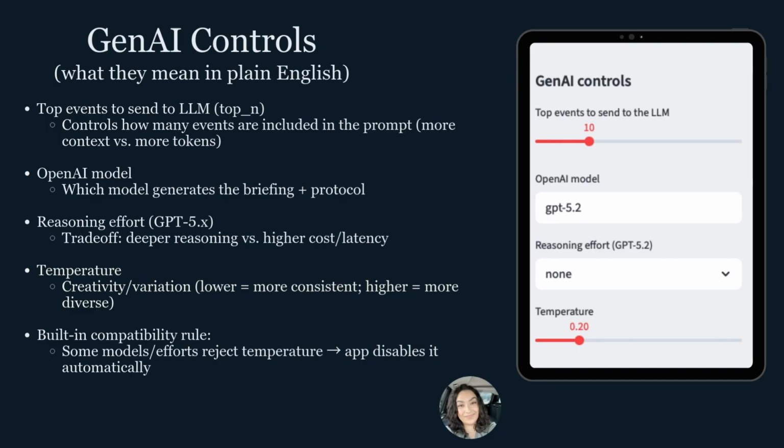And finally, temperature controls. They basically control creativity and variation. So lower temperature gives more consistent, repeatable answers, which is usually what we want for an executive briefing. Higher temperature can make the wording more diverse, but it can also increase variability. So we keep it relatively low for stability.